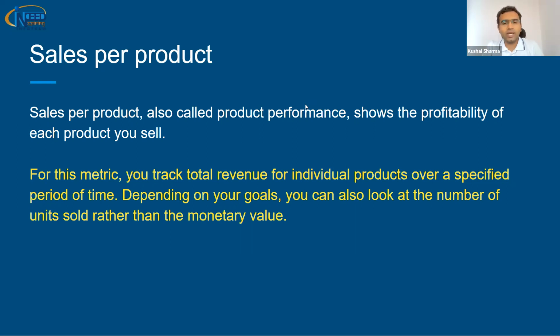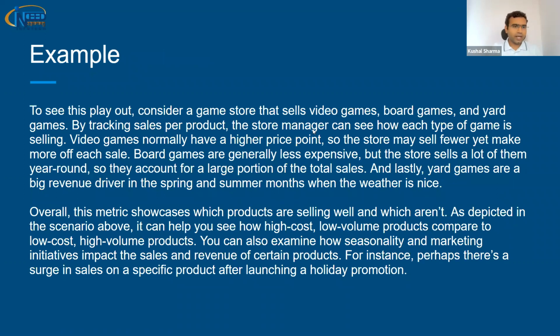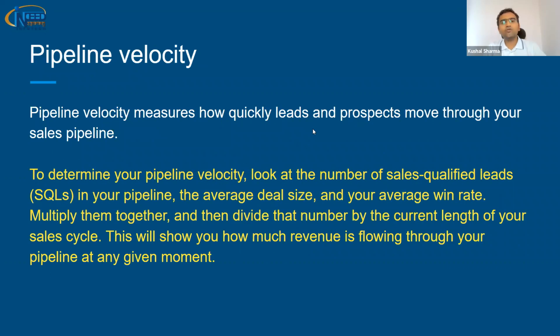Again, another aspect which I added here: sometimes there are groups to be created which help us analyze how one product can attract the customer, and eventually other products will help you gain profits. Let's understand the next one, which is pipeline velocity. This measures how quickly leads and prospects move through your sales pipeline. So marketing people will understand this. This is a complete marketing funnel.